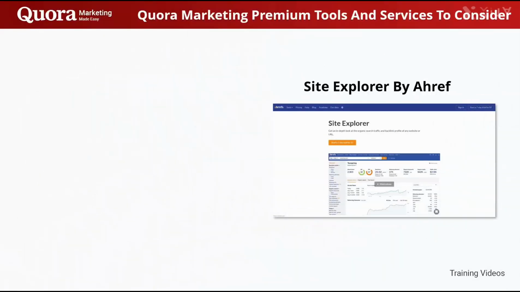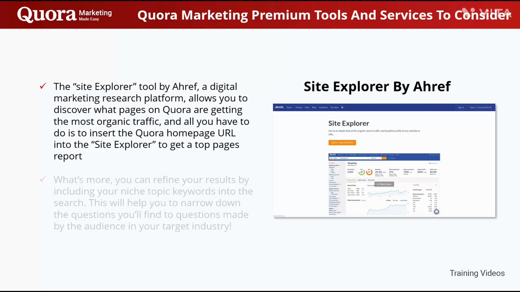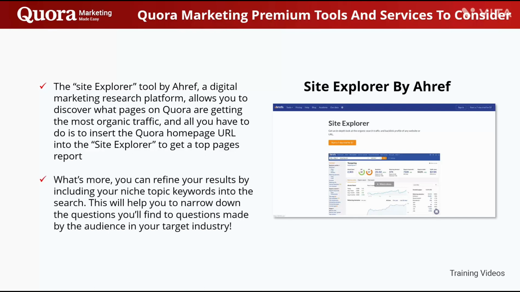Site Explorer by Ahrefs. The Site Explorer tool by Ahrefs, a digital marketing research platform, allows you to discover what pages on Quora are getting the most organic traffic. All you have to do is insert the Quora homepage URL into the Site Explorer to get a top pages report. What's more, you can refine your results by including your niche topic keywords in the search. This will help you to narrow down the questions to those made by the audience in your target industry.